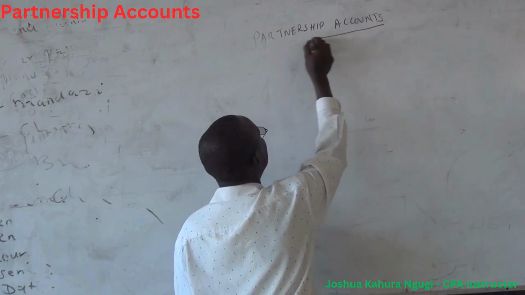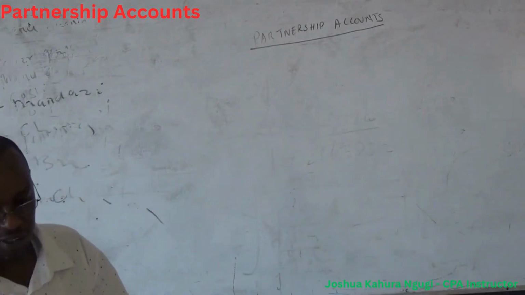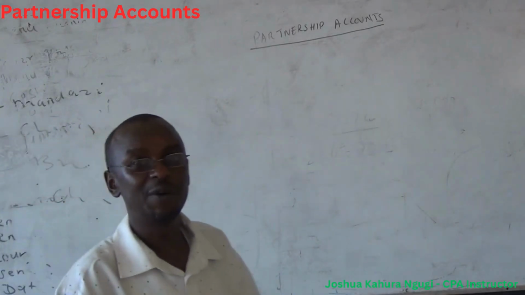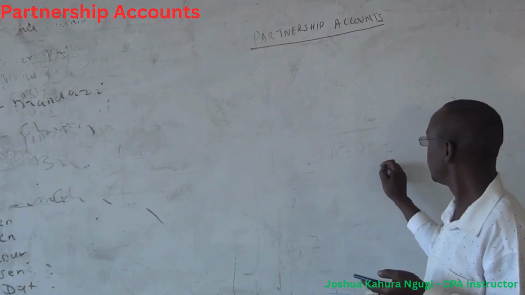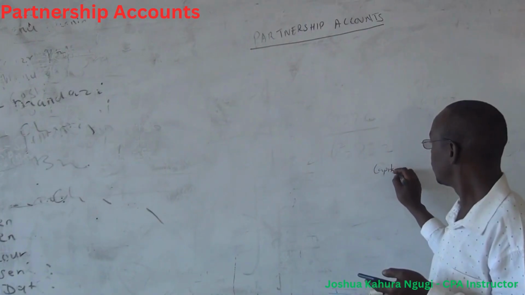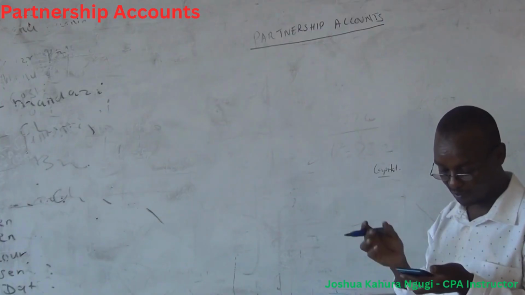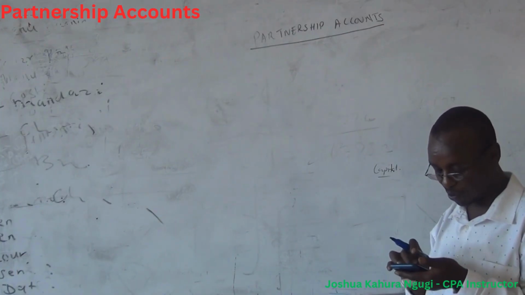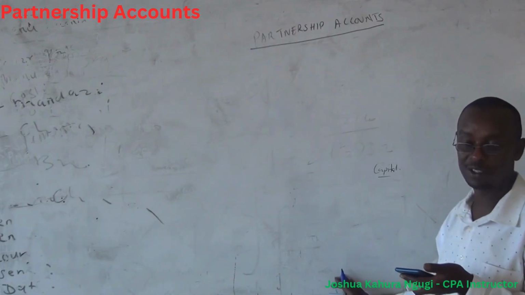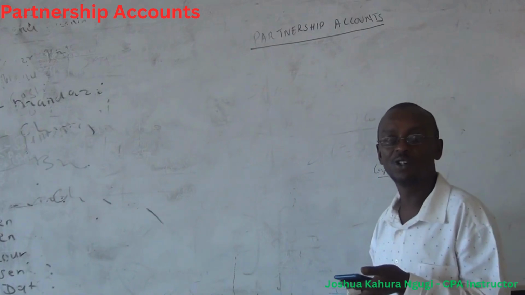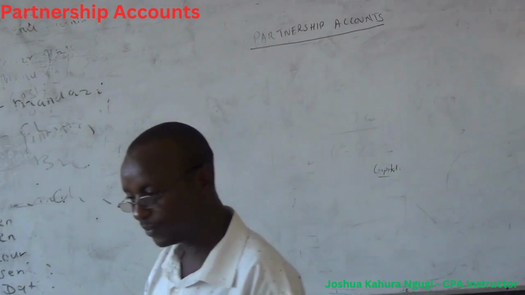So we have seen that a sole trader is a business that is run by one person. He gets capital, maybe from a loan, maybe from savings, or maybe he sold a personal asset, and then he starts the business. And you have seen the financial statements of a sole trader.